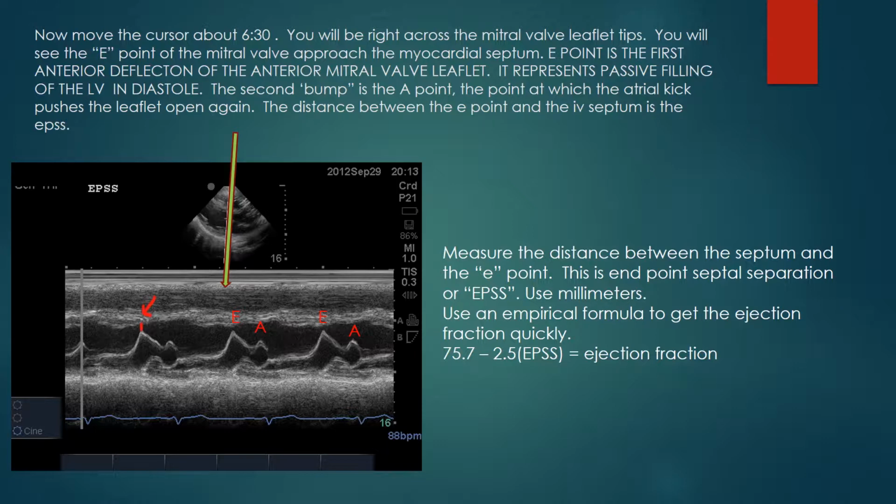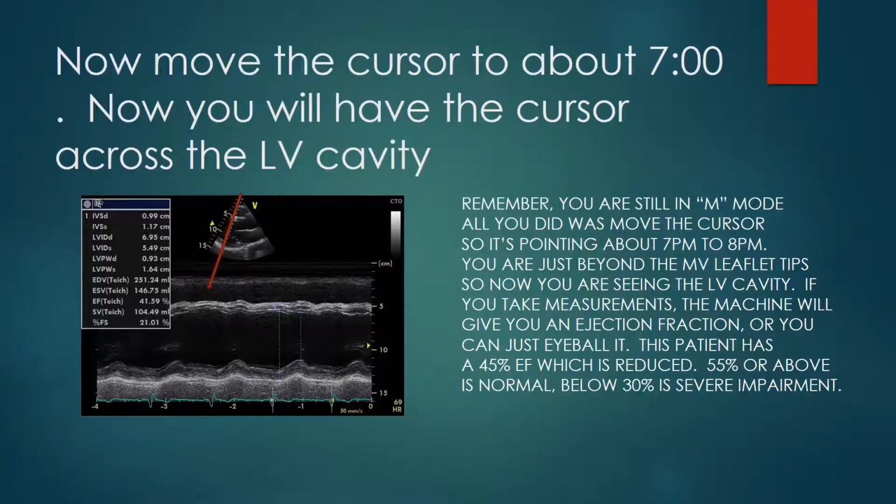So after you save your E to A picture, then you're going to swing your cursor to about 7 o'clock. You haven't changed your window, and now you're seeing right across the left ventricle. So why do I care about that? Because now you can measure the width of the ventricle in systole and the width in diastole. Just like a computer, you have to freeze the image before you can operate on it. Then get a caliper and measure those distances. The widest is in diastole and the narrowest is in systole.